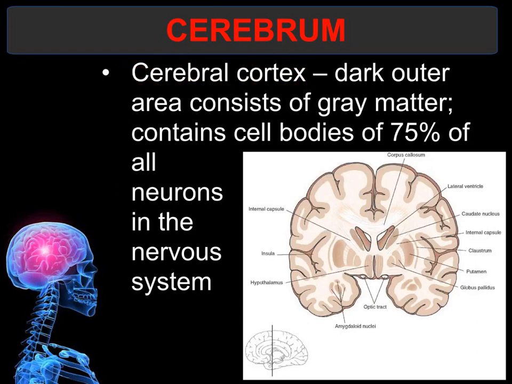Recall that nerves can either have myelin or not have myelin. Areas of the brain or nerves that have myelin are going to have a whiter appearance, and nerves that do not have myelin are going to have a darker gray color. So the cerebral cortex, the outer portion of the cerebrum, is made up of unmyelinated nerves. The darker portions have the name cerebral cortex, but the wider area is just called the white matter.